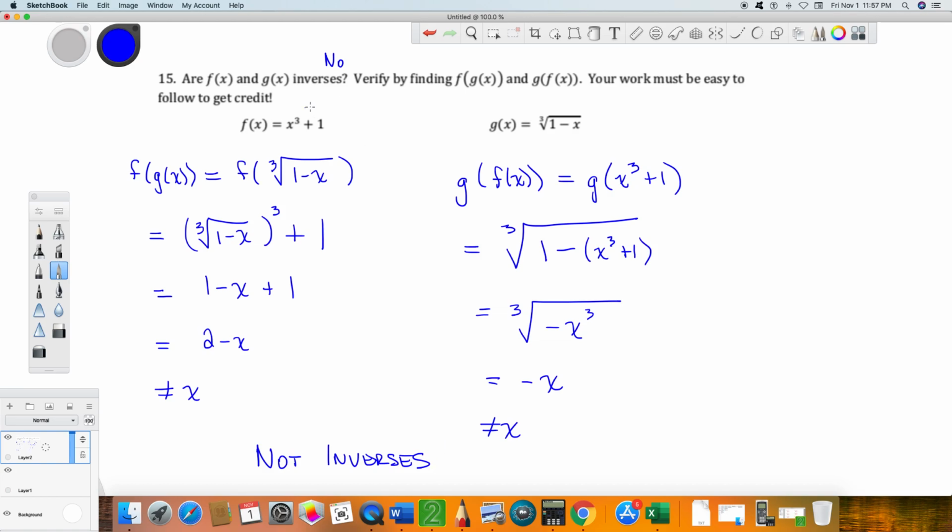Now, both of these functions would pass the horizontal line test, so their inverses are functions. They do have an inverse, but they are not inverses of each other, is what we're concluding. Each one definitely has an inverse that is a function, but these are not inverses of each other.